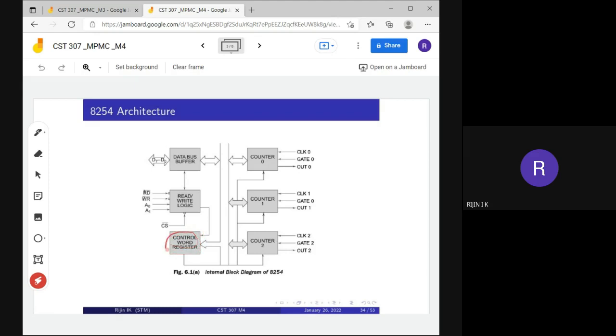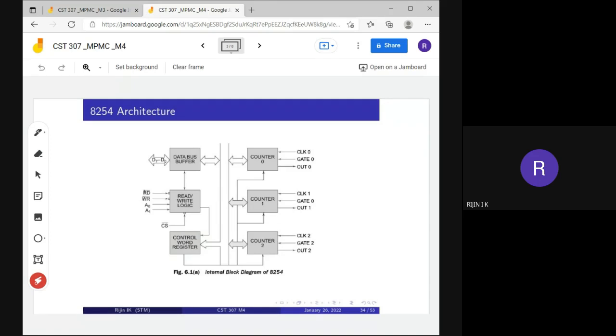So this is the control word register. It specifies what mode it has to operate in, which counter it has to select for that particular mode of operation, and whether it will be a read operation or a write operation. All this information will be present in this control word register. That is the duty of the control word register.